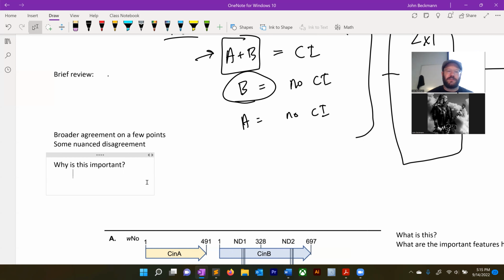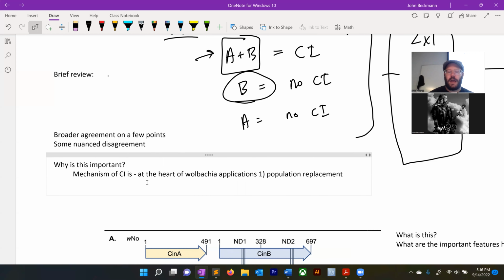So you're linking it to the vector control. It's good that the mechanism of CI is at the heart of Wolbachia applications. And remember, there was population replacement and there was incompatible insect technique. And CI is really at the heart of that. So understanding the mechanism of CI would be really quite beneficial.